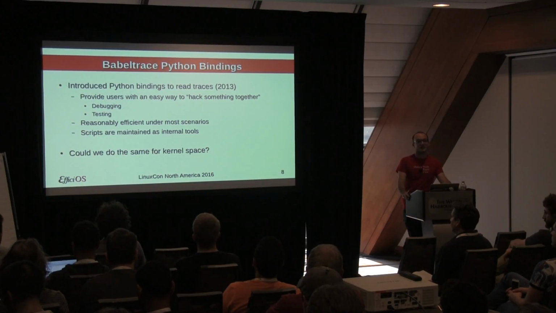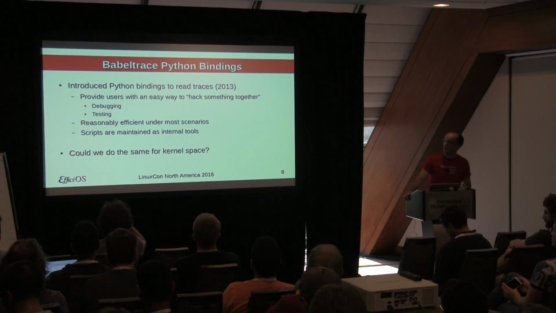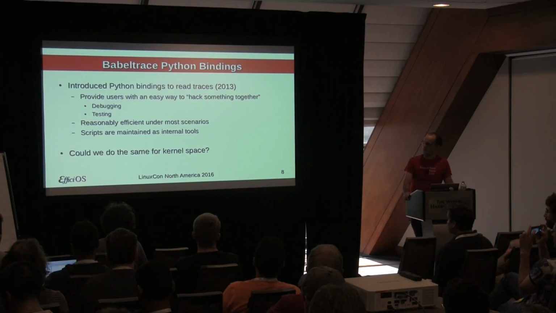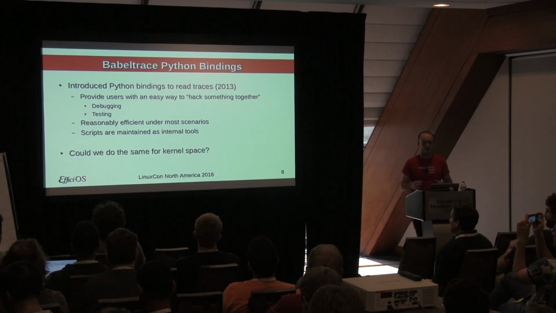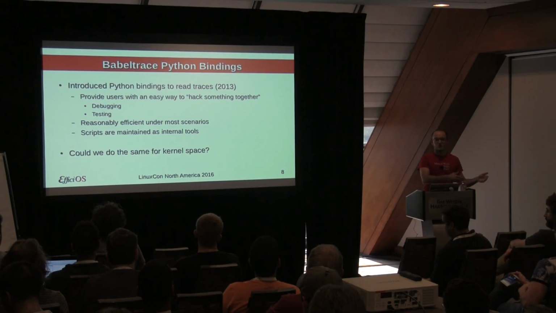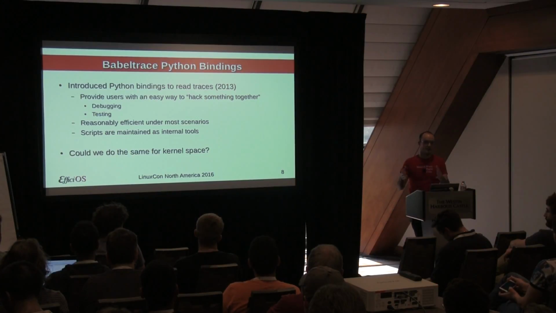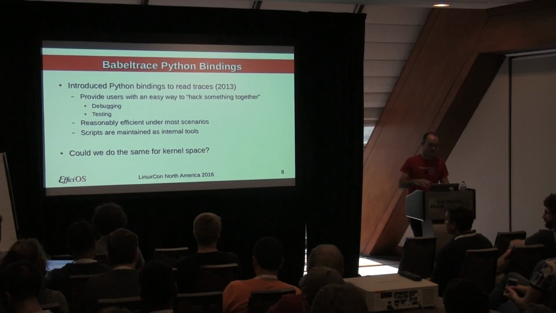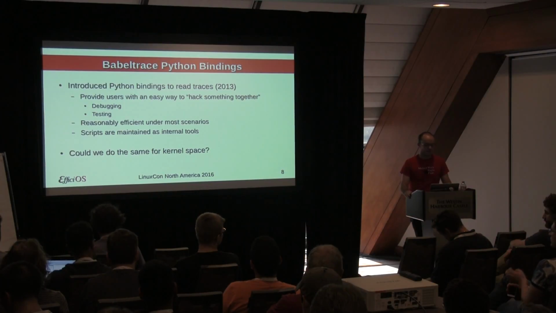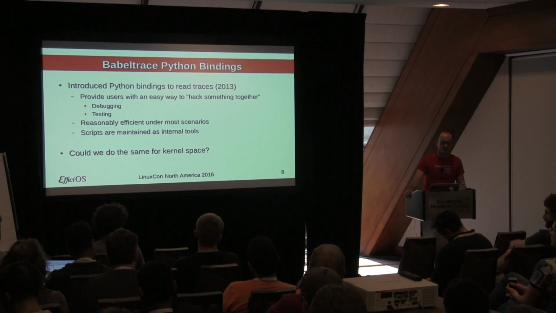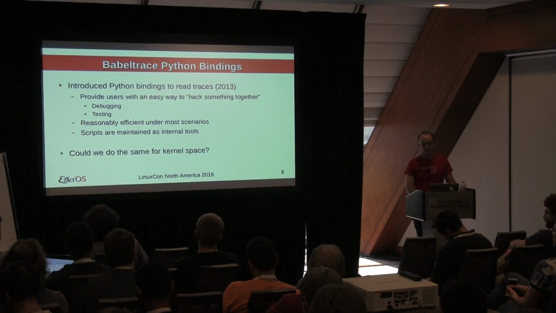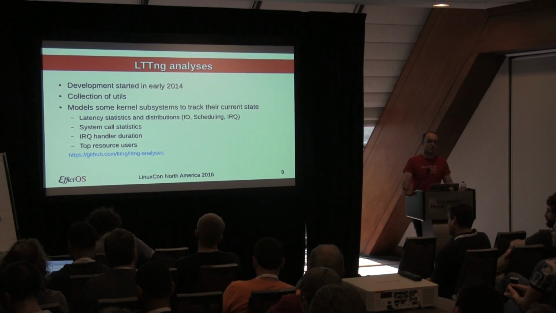So when I started working on the LTTng project, the first thing I did was introduce the Python bindings to read traces, around 2013. Really, the goal was to let those users hack something together to parse the traces and look for patterns in debugging and testing scenarios. It's still reasonably efficient in most scenarios, and the scripts can be maintained as internal tools. But the thing is, we wondered in 2014, could we do the same for kernel space?